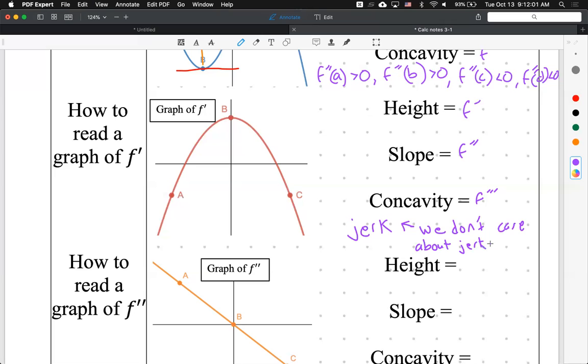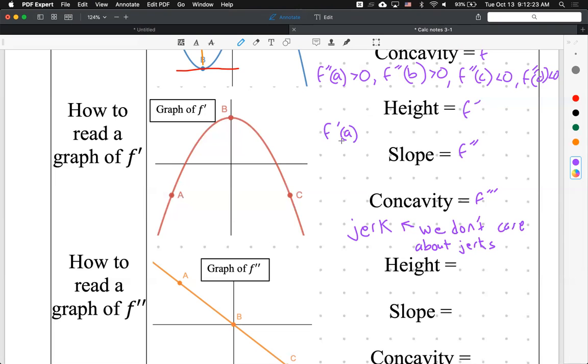Not only do we not care about jerks, but we don't care about anything beyond F triple prime. We don't care about F triple prime, F quadruple prime. We only care up to the second derivative in AP Calculus. So we only have to do height and slope. So let's talk about F prime of A.